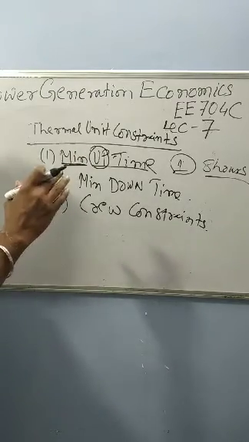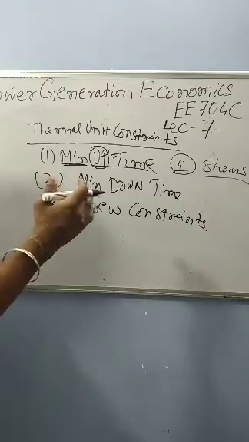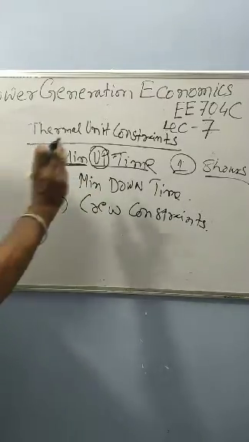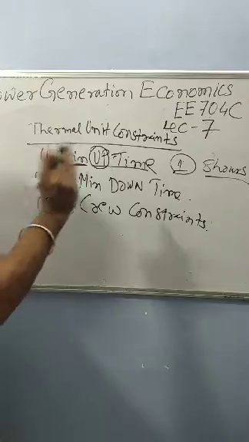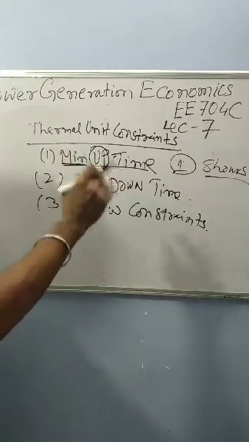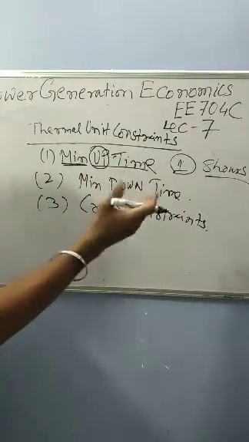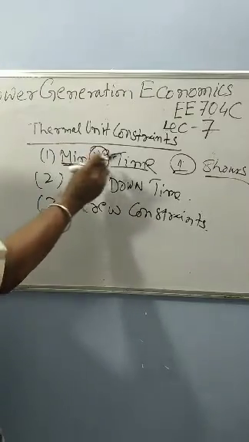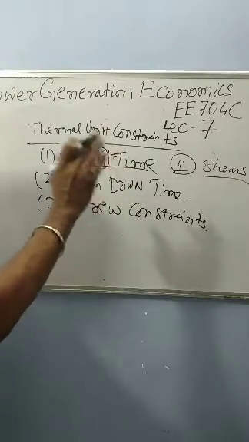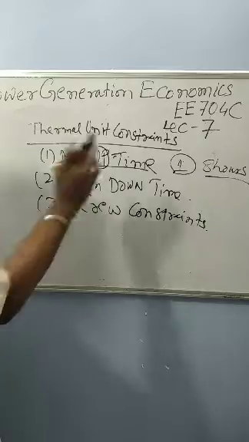Immediately when the unit has been started up, it should not be shut down. So there is a minimum uptime for the generator to operate, let it be 8 hours or 10 hours or 12 hours. For that minimum time the generator must be on, and that must be maintained. So this is the minimum uptime.